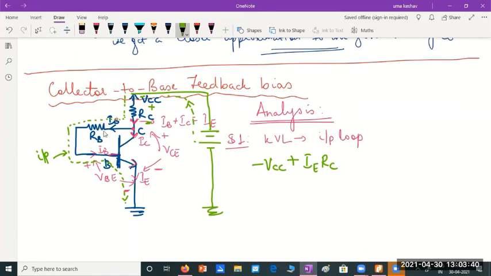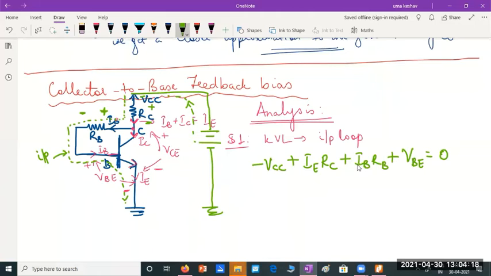Now I should move on to the input side. Again, IB flows from right to left, which means the right side is at a higher potential than the left side, positive, negative, and we are moving in the same direction. So plus IB RB. And finally, the base emitter junction voltage drop. Again, we are going from positive side to negative. So plus VBE is equal to 0. Is that okay? Yes or no?